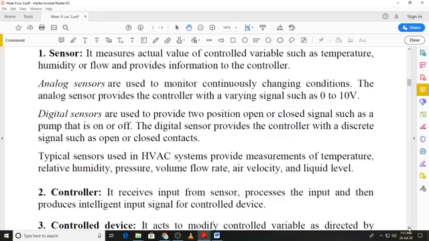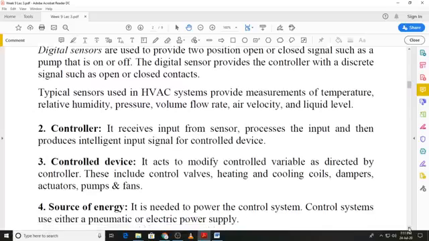The control device, as the name implies, will control the variable. So the control device may be a control valve, it could be a damper, it could be the coils for heating and cooling. That means we are controlling the flow rate. It can also control the speed of fans or pumps. So you can have these typical devices or components which are controlled in an HVAC system.